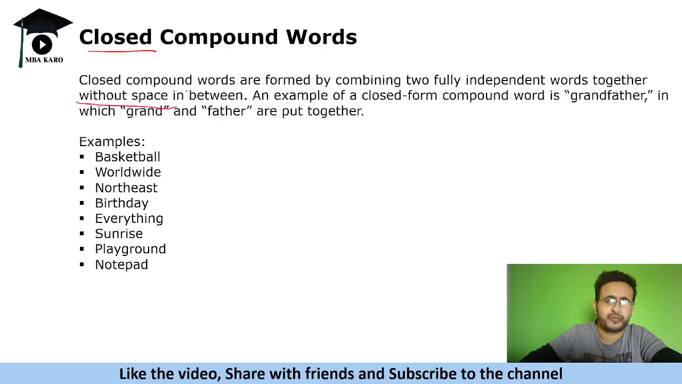In case of closed compound words, two words are joined and they make a single word, like grandfather. So you can easily see grand is one word, father is another word. Okay, another more examples: basketball, worldwide. So world is a word, okay, and wide is another word. Northeast, birthday, everything, sunrise, playground, notepad. So these are all closed compound words.